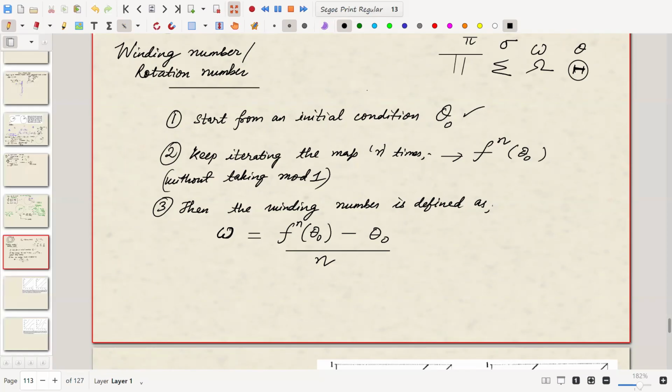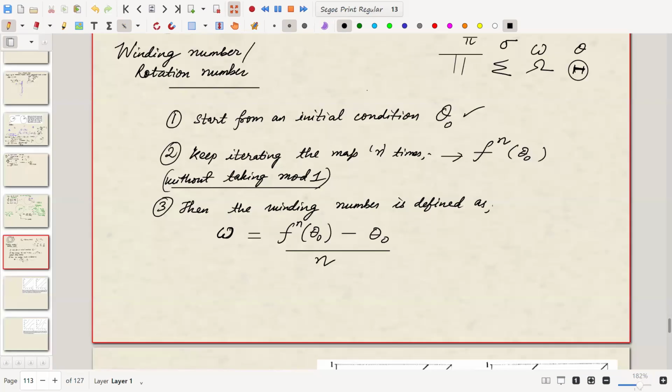This is just the definition, but keep in mind that we are not taking mod 1 in the definition of winding number. So F^n of theta naught can be 3 pi or more than 1, because you are normalizing it. For 6 pi divided by 2 pi, it is 3. Then 3 minus 0, divided by the number of iterations, so it will be some kind of fraction. I'm not saying whether it is rational or irrational.